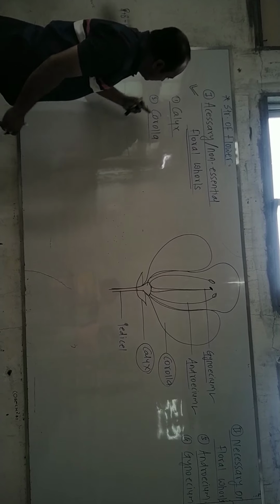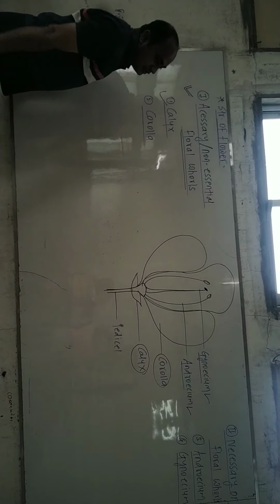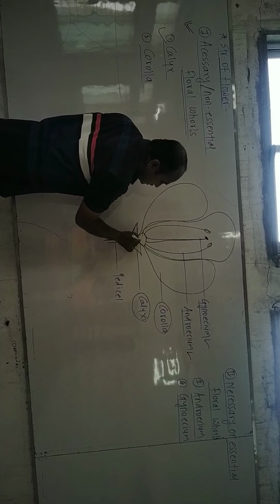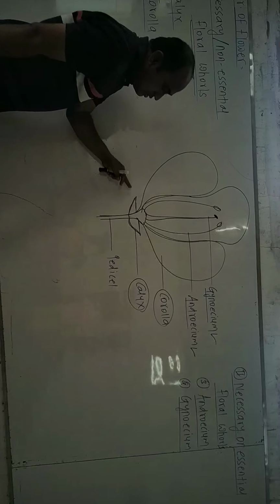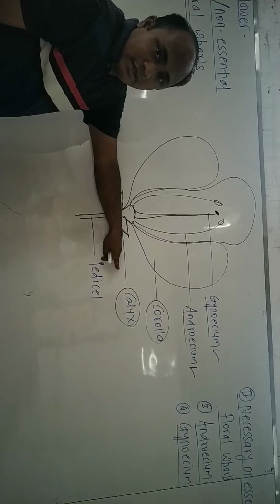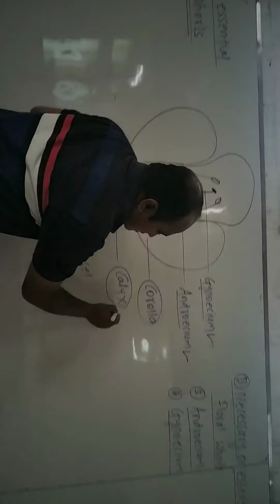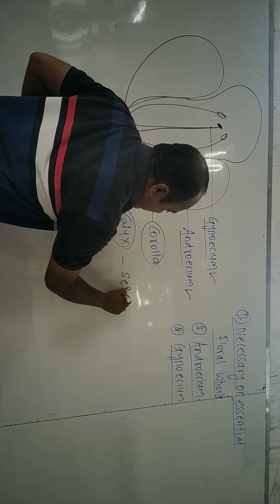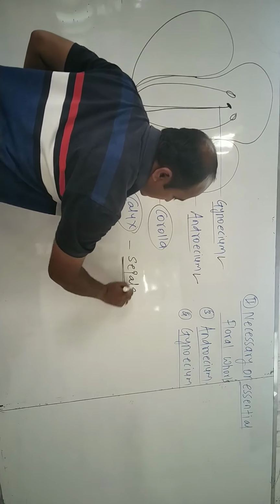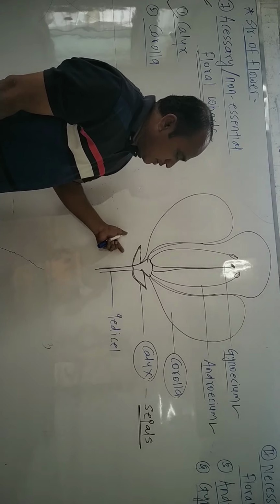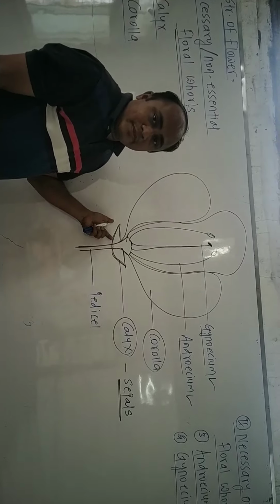In that, the first is called calyx. So how is the calyx? Let's see, this is the calyx, which is called the first floral whorl of the flower. The individual member of the calyx is called a sepal. Generally, the sepals are green in color.